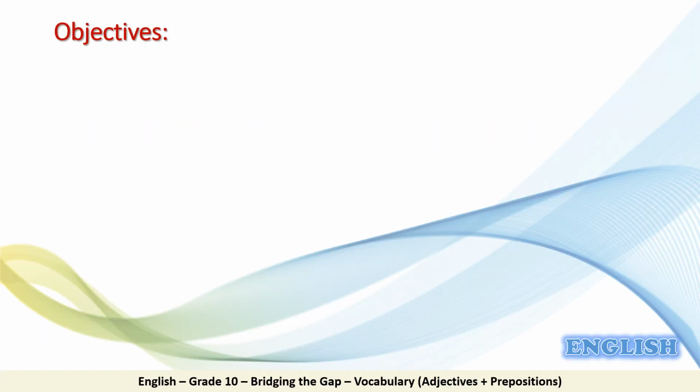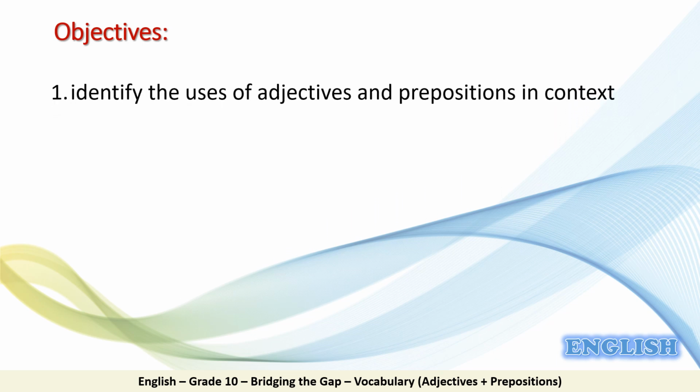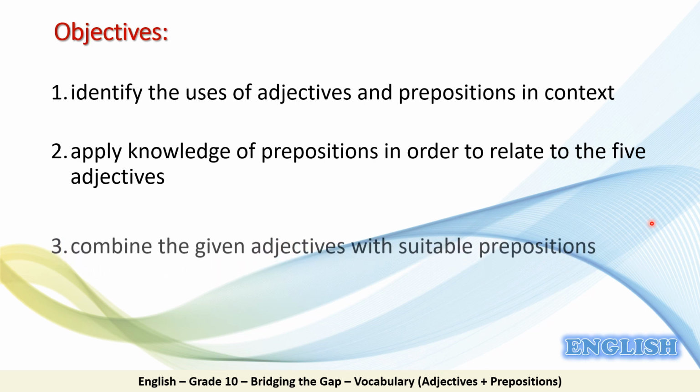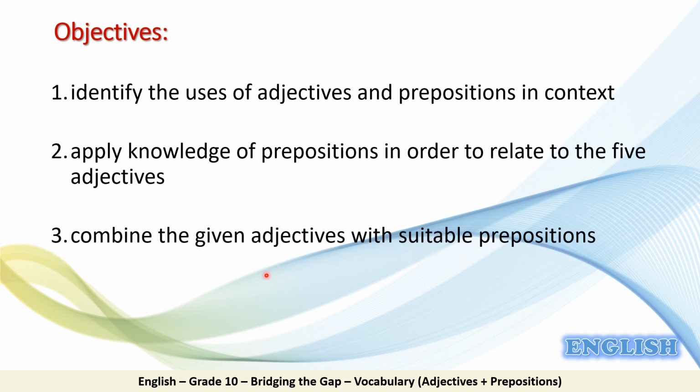In today's lesson we have three objectives. Number 1, identify the uses of adjectives and prepositions in context. Number 2, apply knowledge of prepositions in order to relate to the 5 adjectives. And number 3, combine the given adjectives with suitable prepositions.